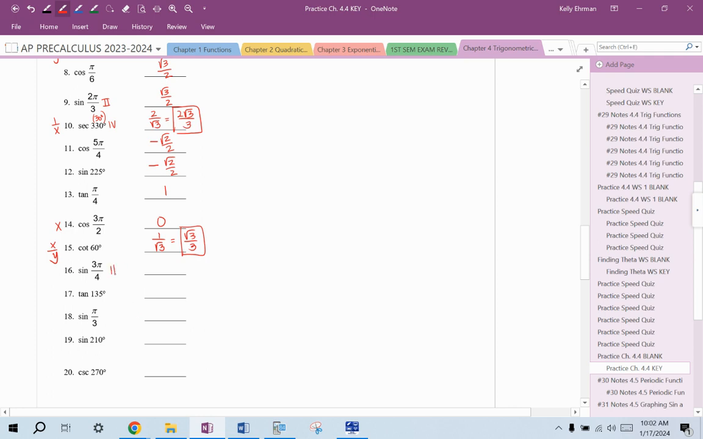Sine of 3 pi over 4, you're in quadrant 2, so it's positive. Sine of pi over 4 is radical 2 over 2. Tangent of 135 is in quadrant 2, so your answer is negative. What's the tangent of 45 degrees? 1. Sine of pi over 3 is the y-coordinate there, radical 3 over 2. Sine of 210 is in quadrant 3, so it's negative. What's the sine of the 30-degree angle? 1/2. Cosecant of 270, so that's the reciprocal of the y value at the bottom of the circle. The y value is negative 1. Reciprocal of that is also negative 1.